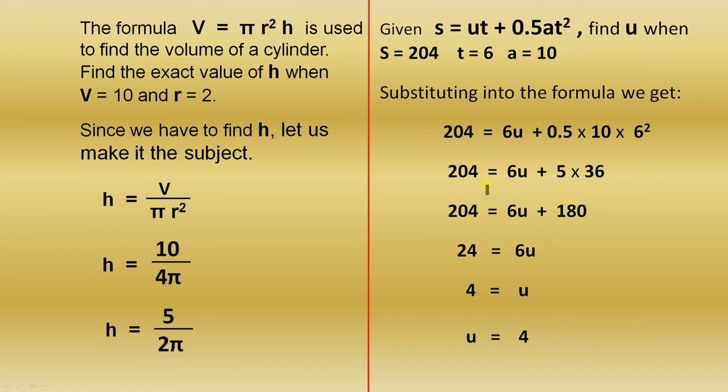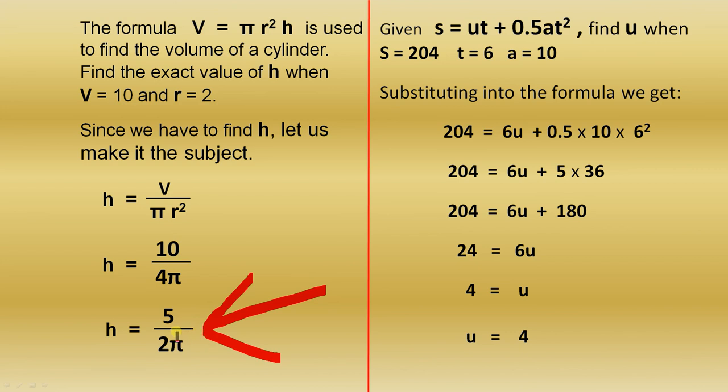The formula V equals pi r squared h is used to find the volume of a cylinder. Find the exact value of h when V equals 10 and r equals 2. Since we have to find h, let us make it the subject. So we just divide both sides by pi r squared, so h equals V over pi r squared. So h equals 10 over pi times 2 squared, so it's 10 over 4 pi, so 5 over 2 pi is the answer.